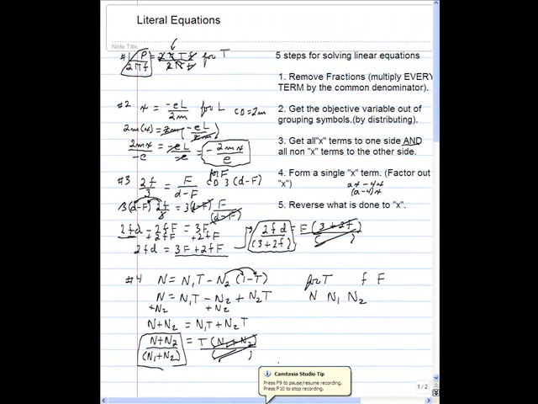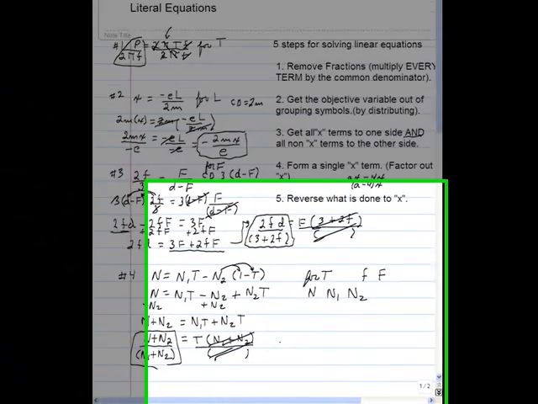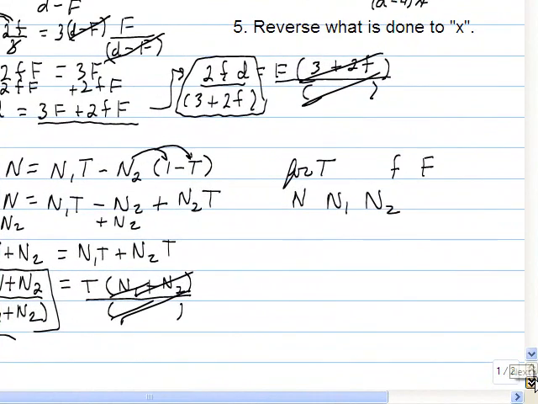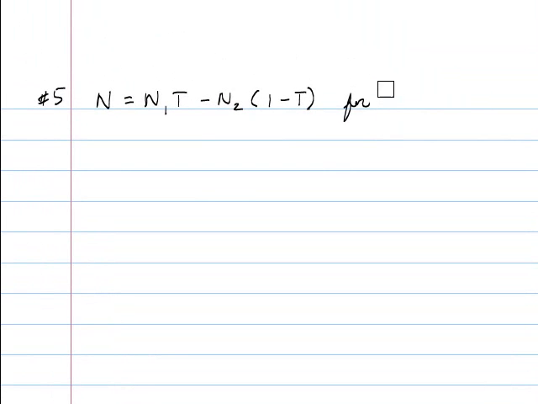Now, I want to try number 4 again, but this time, instead of going for t, I'm going to go for a different variable. So let's flip to another page here. This time we have the same equation, n equals n1t minus n2 times 1 minus t. Oops, it says for t, but this time we want to solve for n2. Last time we solved for t. Let's begin. No fractions. So we don't have to do step 1, get rid of fractions.